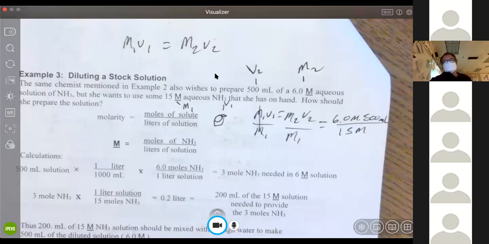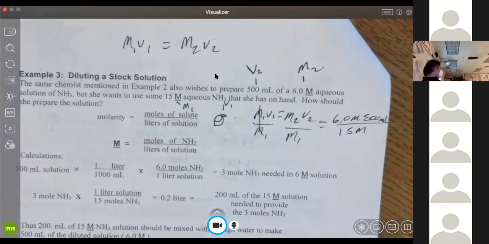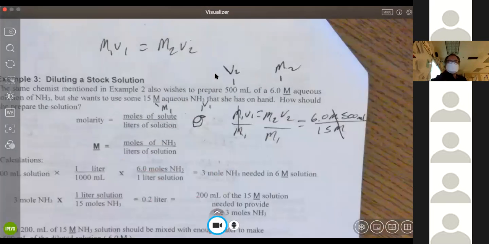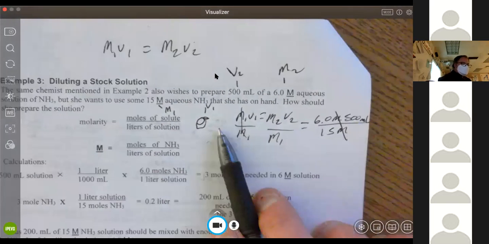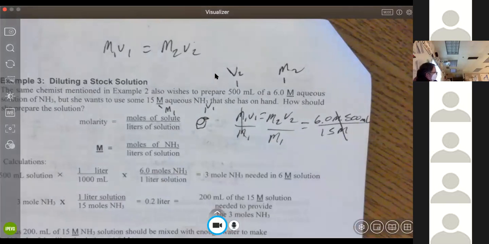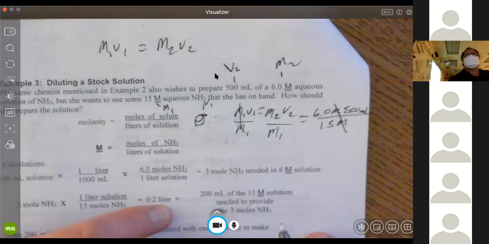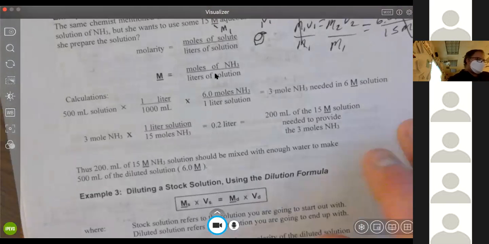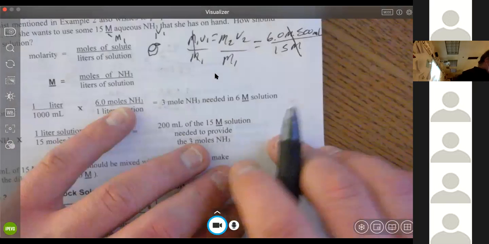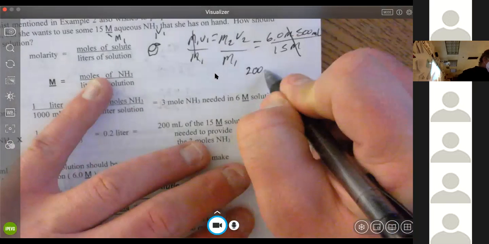Now, a good student would sit there and say, well, that's in milliliters. Don't you need to have that in liters? Well, molarity is definitely moles per liter, but that cancels out here. So this will give me the volume of the scoop in milliliters. I could always change that to liters, but I don't think it's necessary. So 6 times 500 divided by 15. The answer is 200. So our scoop is 200 milliliters.